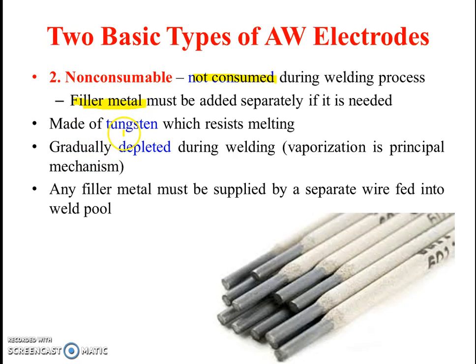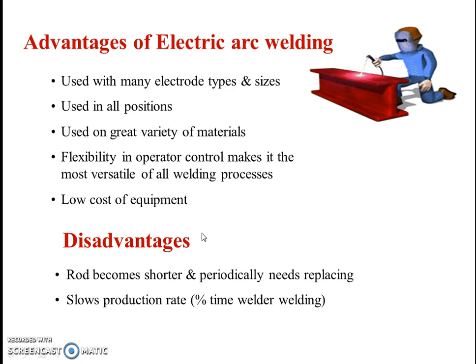It is made of tungsten, which is resistant to melting. A non-consumable electrode does not melt, but is gradually depleted during the welding process. Vaporization is the principal mechanism. Any filler metal must be fed as a separate wire through the weld process. These are the advantages: used with many electrode shapes and sizes, used in all positions, a great variety of materials, flexibility, and the low cost of equipment.